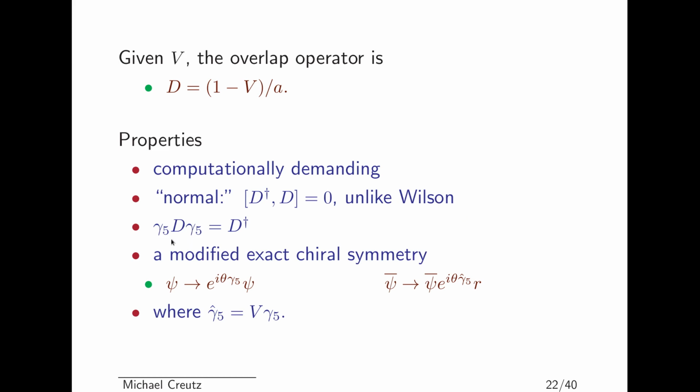It does satisfy gamma 5 D, gamma 5 D dagger, but the chiral symmetry is somewhat modified. If I take psi and multiply it times some angle times gamma 5, I have to take the psi bar and multiply it times a different gamma 5. And this different gamma 5 brings in this factor of V.